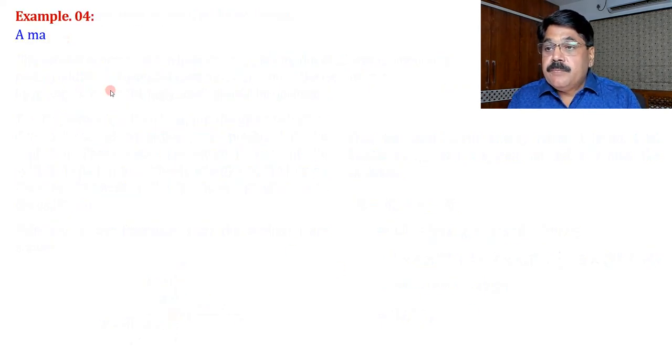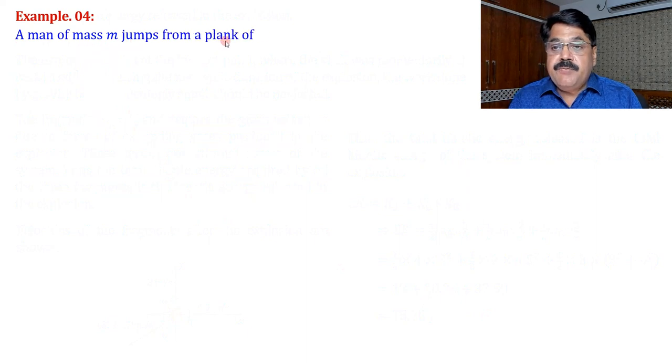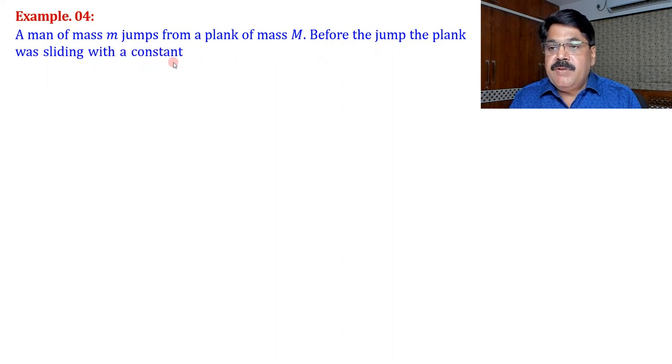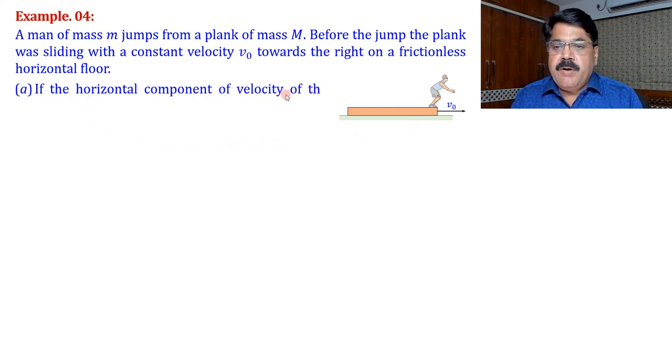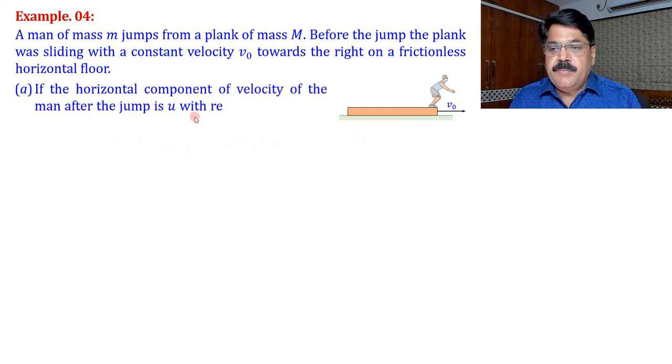Example 4. A man of mass m jumps from a plank of mass capital M. Before the jump, the plank was sliding with a constant velocity v0 towards the right on a frictionless horizontal floor. That was the situation. The man is jumping from the platform, and before the jump, the velocity of the platform as well as the man is v0 towards the right. Part A. If the horizontal component of velocity of the man after the jump is u with respect to the ground, find the velocity of the plank after the jump.